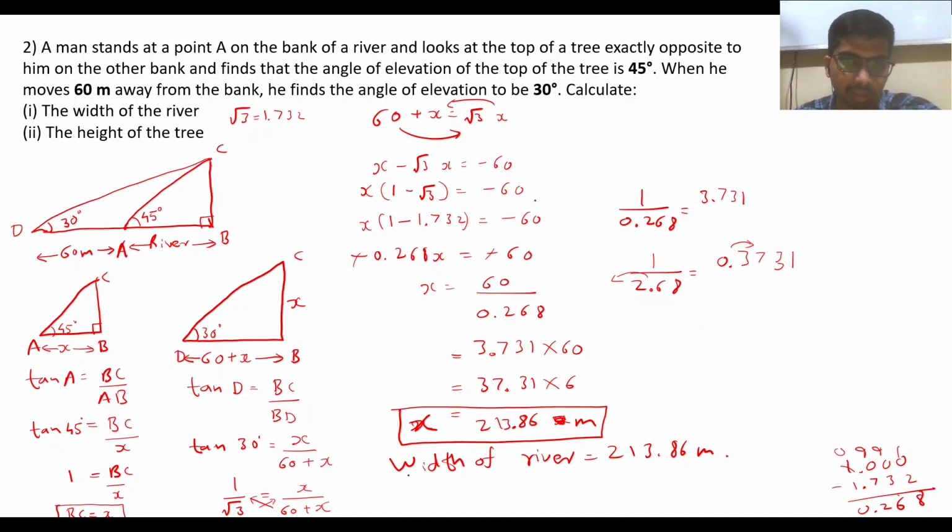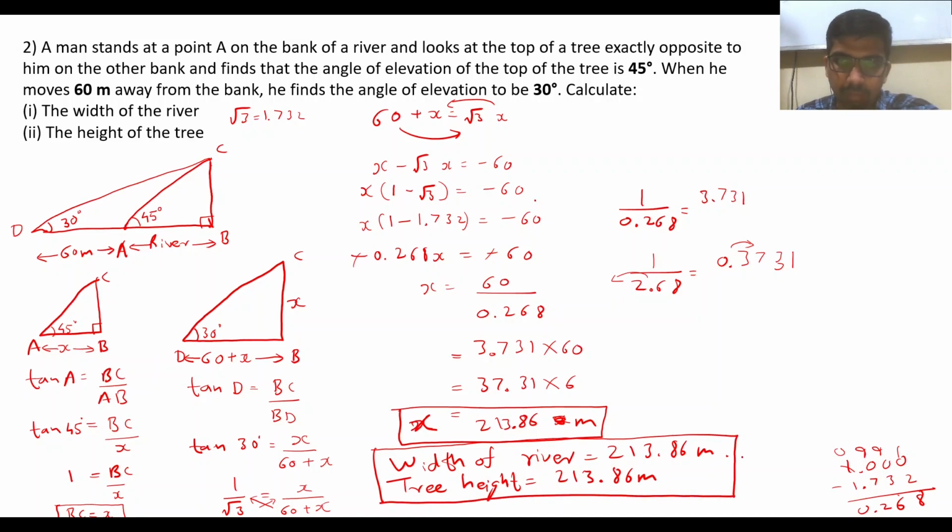Can you imagine the tree height is 213.86 meters. So the tree height and the width are the same. Why? Because the angle given was 45 degree. So this is the answer. This is a very good sum. So please understand this concept of reciprocal is very easy. Instead of dividing this number by this small number, go to logbook, do reciprocal, and it will be easy. So now let's move to next question.